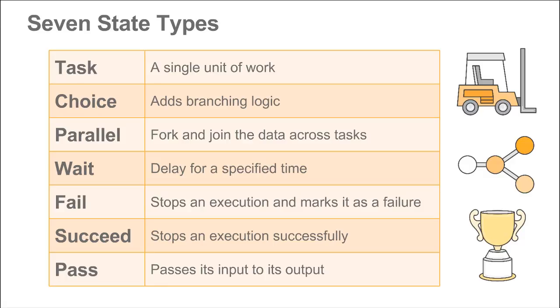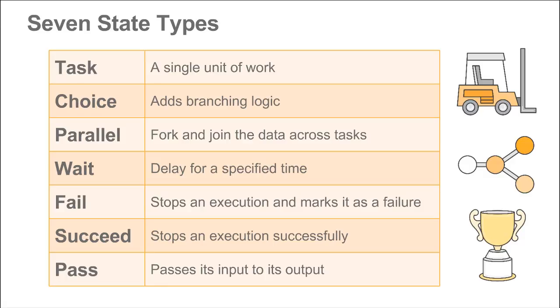Parallel states allow you to fork and join the data across tasks. And wait states allow you to delay for a specific time. And you'll see wait states come into play in a little bit. We're implementing pollers, and we have wait states in order to make sure that we are not overhammering a given API. You can also introduce failure logic within your state machine should you need to, for example, fail after an error. And you can also have success and pass states as well.